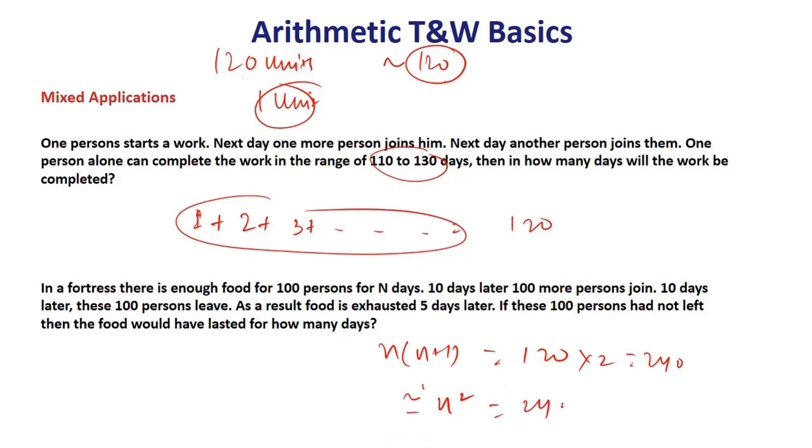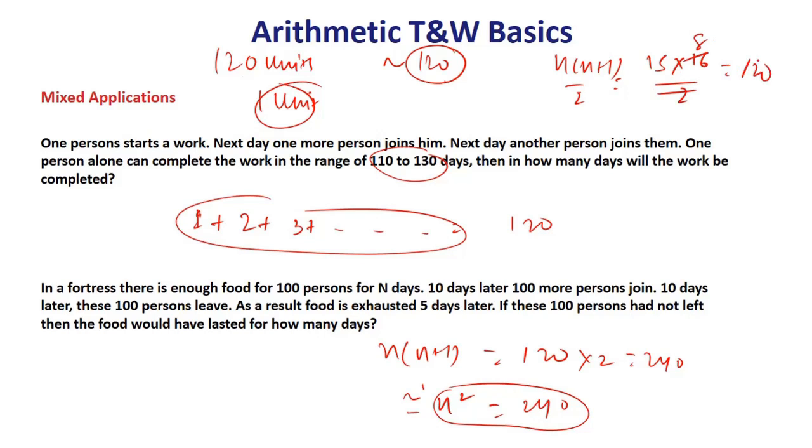So n square is equal to 240. So what's the closest value of n? You know that 15 square is 225, so the closest is 15. So if I take 15, n into n plus 1 by 2 will be equal to 15 into 16 by 2, which becomes 120.